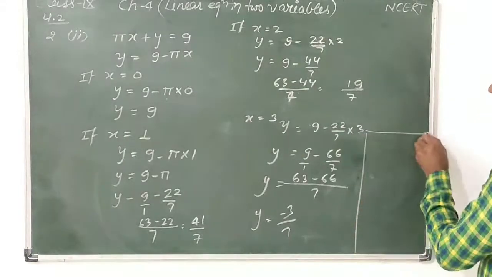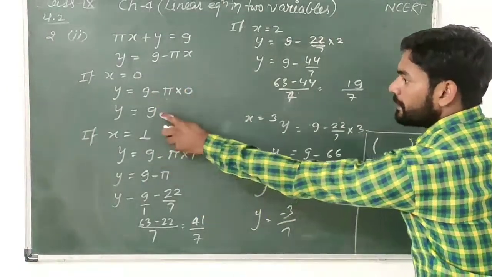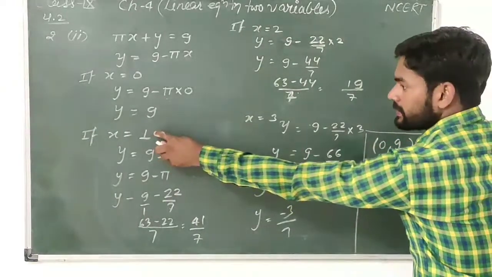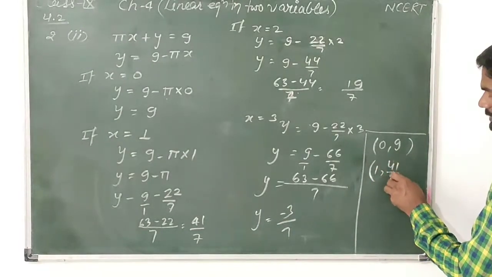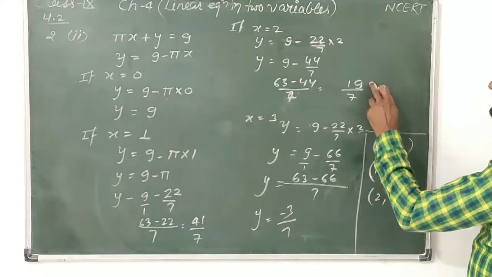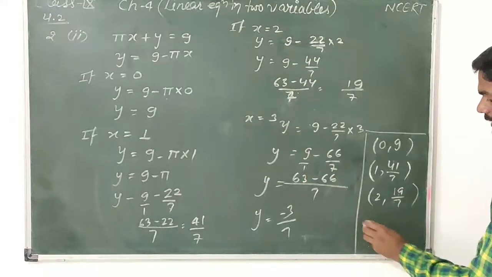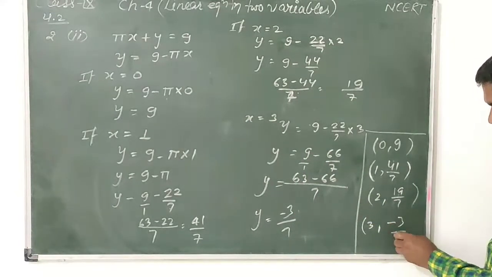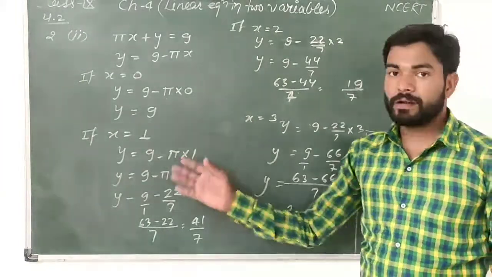So the four solutions are: first, x you gave 0, and y is 9. If x is 1 then y is 41 upon 7. If x is 2 then y is 19 upon 7. If x is 3 then y is minus 3 upon 7. So students, these are four answers of our equation.